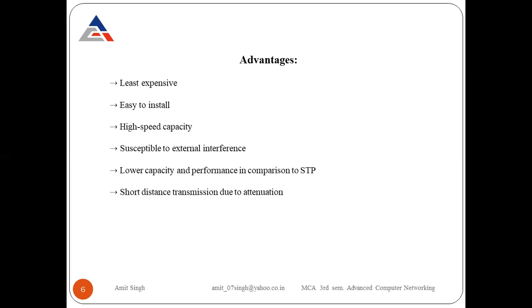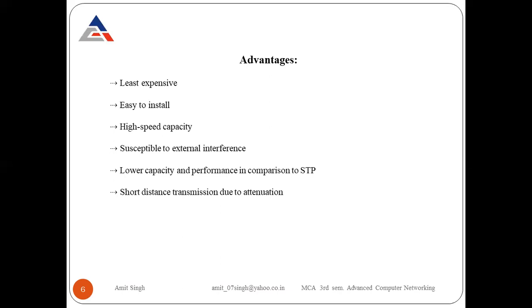The speed capacity is higher in the case of unshielded twisted pair. Next, susceptible to external interference. Yes, susceptible to external interference means they are susceptible to external noise. Why susceptible? Because there is no extra covering. If the extra covering is there, then that covering is going to protect it from the external noise.